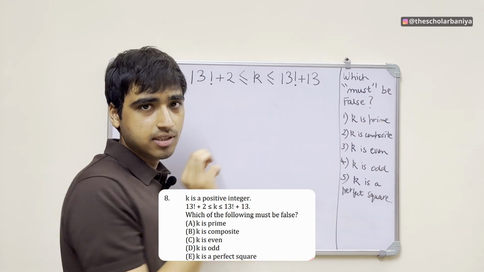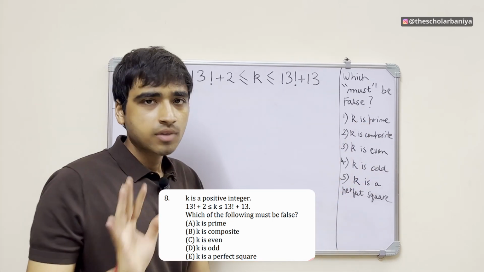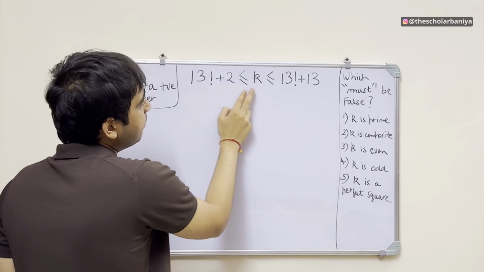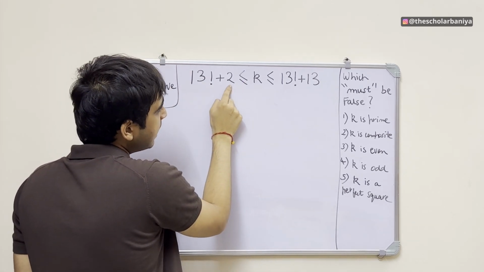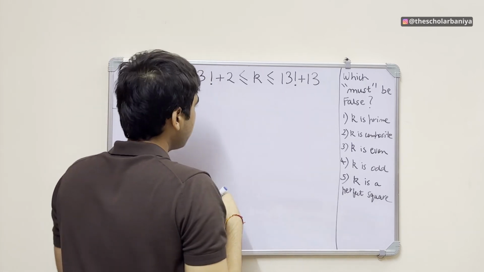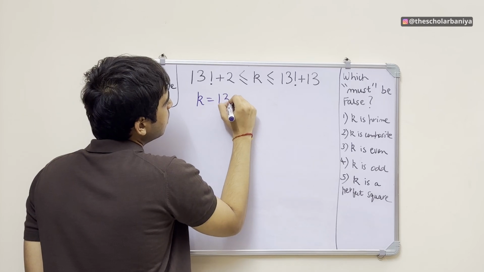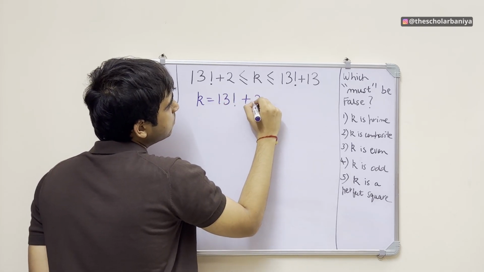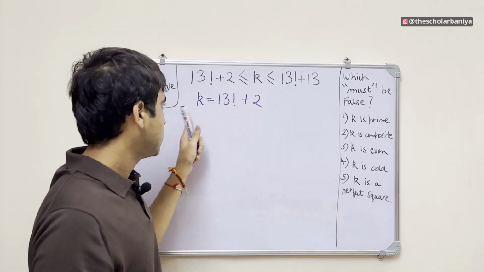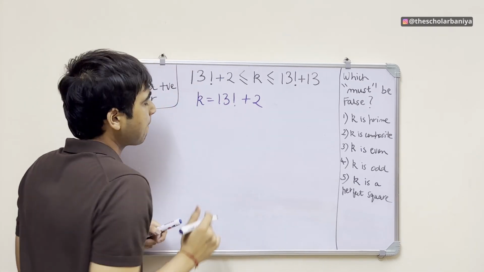The keyword here is must, right? So k is prime, composite, even, odd, perfect square. We have to tell this. Since we know that the value of k is greater than or equal to this and less than or equal to this, we can say that k is equal to 13 factorial plus 2, right? Because k's value is greater than or equal to that.